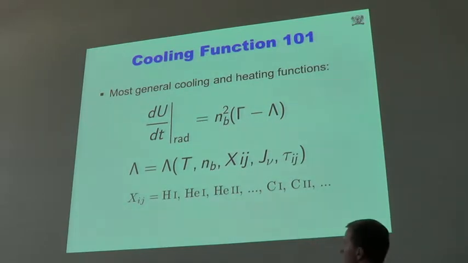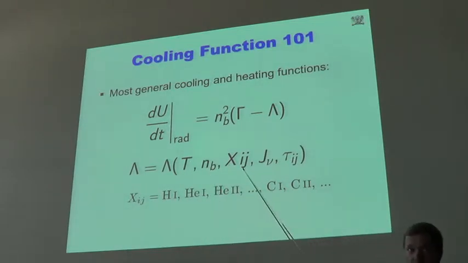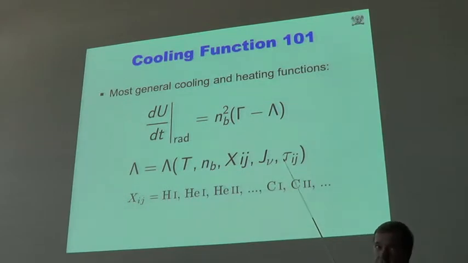And in general, it depends on temperature, density of the gas, abundance of different chemical elements and different ionization species, and actually different excitation levels. It depends on the radiation field and the opacity of each of those levels. So if we try to do it in the most general case, it's a nightmare.